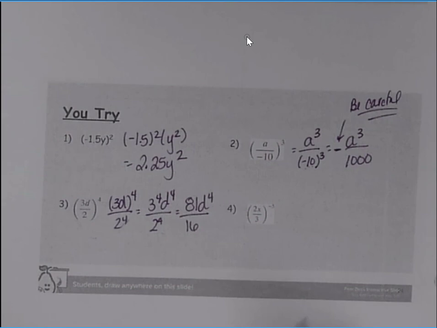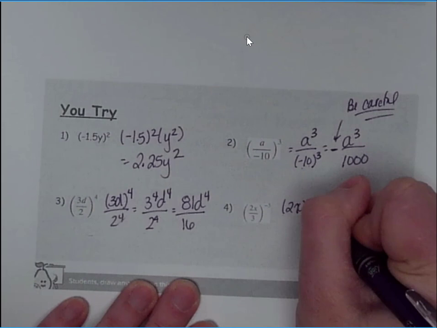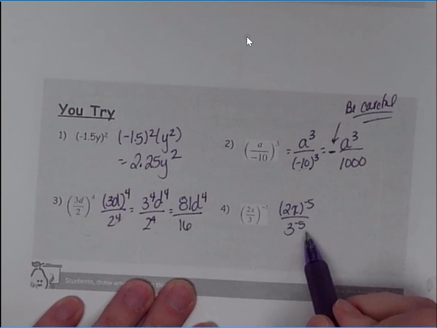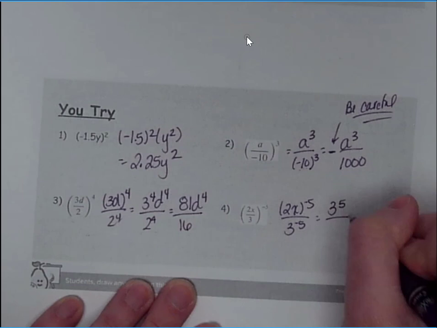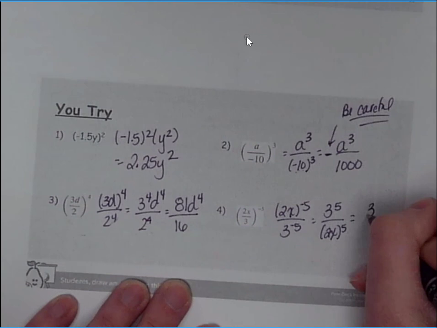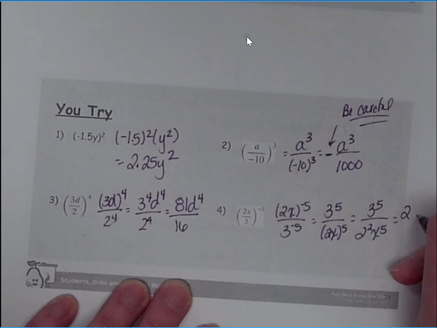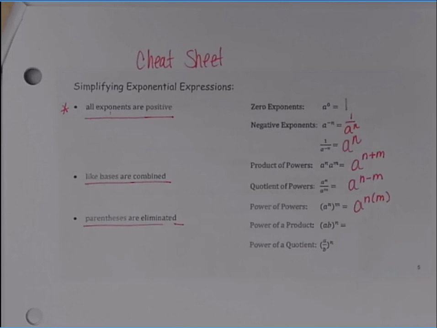I'm going to split this one up here. So I have 2x to the negative fifth over 3 to the negative fifth. Now, keep in mind, I've got negatives here. So that is 3 to the fifth over 2x to the fifth. So I have 3 to the fifth over 2 to the fifth, x to the fifth, which leaves me with 243 over 32x to the fifth.